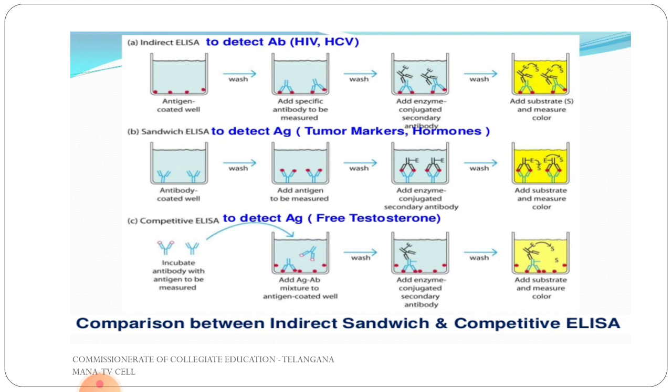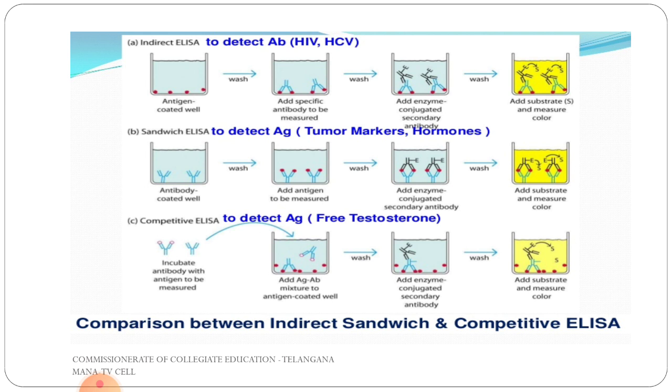In the indirect method, the antigen coated wells are added with a sample of serum containing antibodies to be detected. Then they are washed and added with a secondary antibody enzyme conjugate, washed, and substrate is added to get the color. This indirect method is used to detect antibodies in HIV and HCV patient samples.